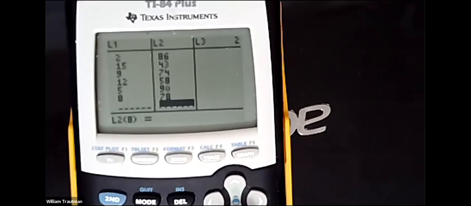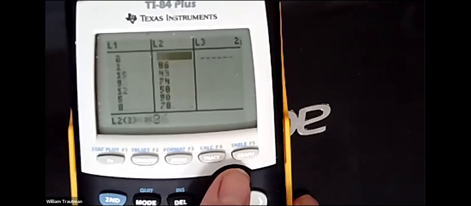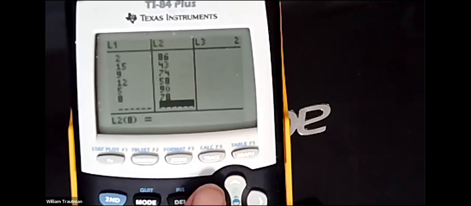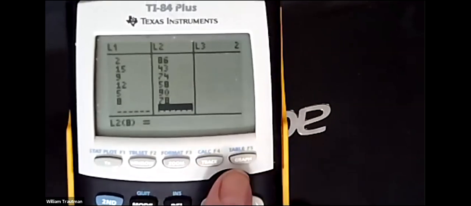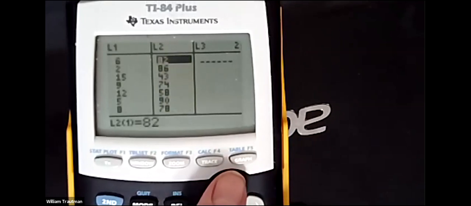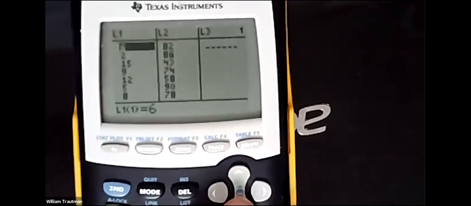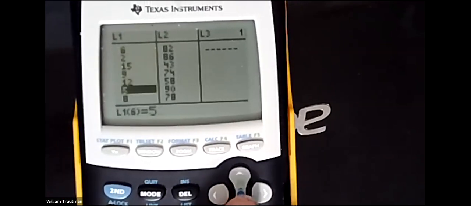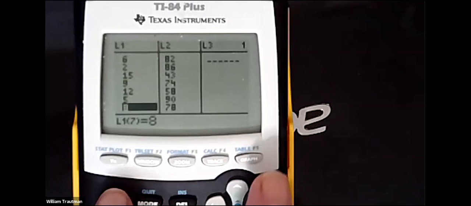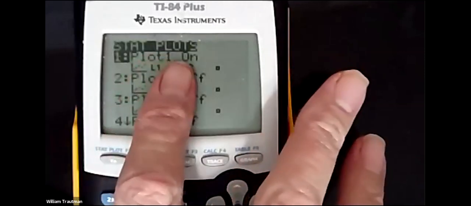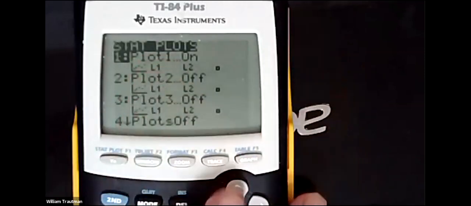So that's the data I have in here. Once again, there's the top, that's number 1 and number 2. Okay, there's the data I typed in. Hopefully I typed it in correctly. Statplot's on. If I go here, statplot is still on. It doesn't turn off unless you mess something up.